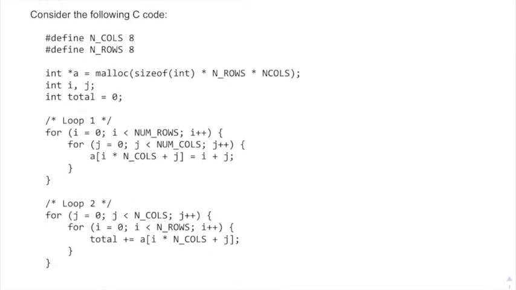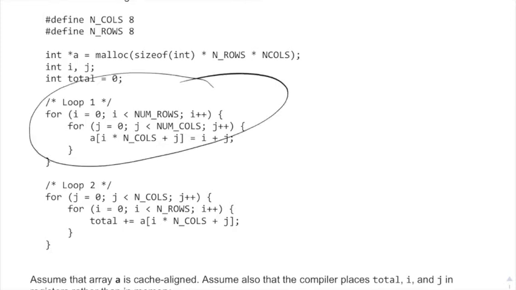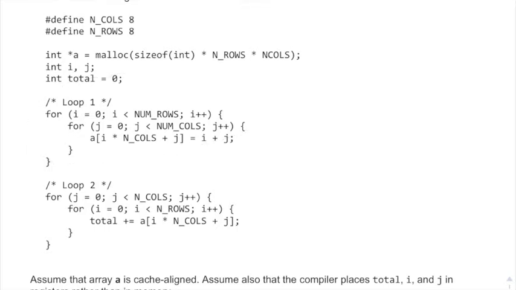Consider the following C code. The first thing I like to do when I encounter a problem like this is to visualize what's going on in these 2 for loops. Let's first concentrate on loop 1. In loop 1, we have I times n cols plus j equal to I plus j. The exact value that we put in here doesn't really matter, we can ignore this. What's really important is that we access I times n cols plus j in the inner loop. Because n cols is 8, we can substitute this with 8 times I plus j.